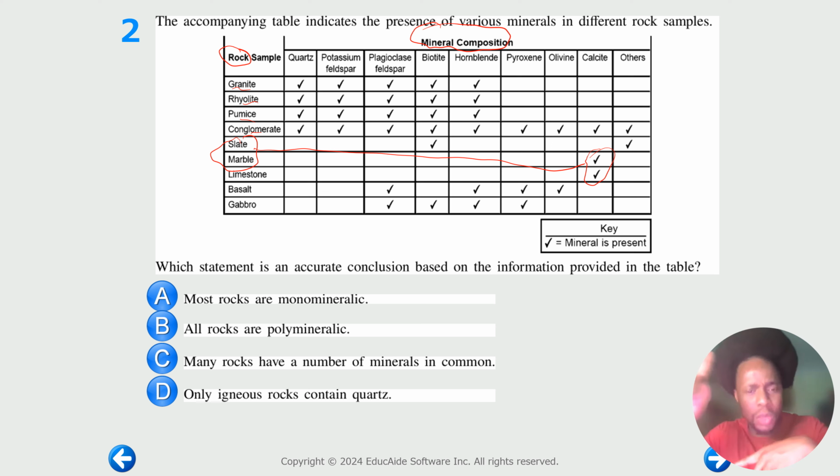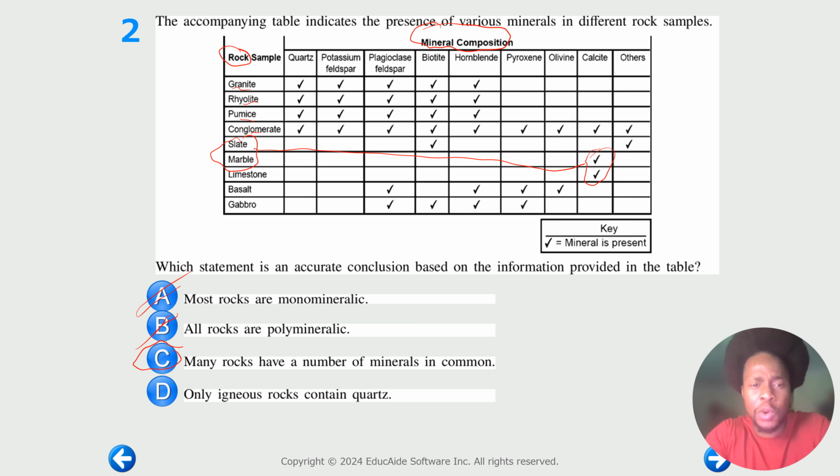If a rock has only one mineral, that rock is monomineralic. So can we make that conclusion that all rocks are monomineralic? No. So A is out. All rocks are polymineralic? No. Some rocks are monomineralic, has only one mineral. Many rocks have a number of minerals in common. We can conclude that from the table. That could be our answer, option C.